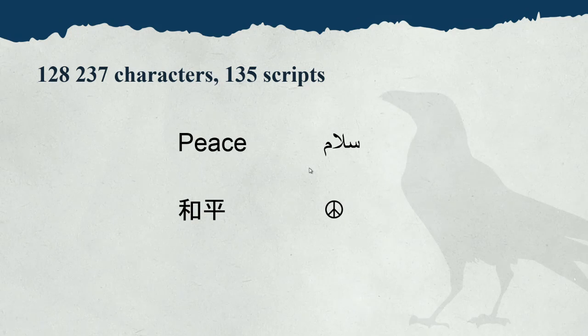We have 135 scripts, so actual writing systems. One is Greek, one is Latin, one is Cyrillic, and so on. As you can see, there are not 5 languages on Earth, there are a lot. And this is the way we can represent the word peace using several scripts. So peace in English, of course, peace in Arabic, peace in Japanese, and the peace symbol. There is a peace symbol, you know. These are encoded and represented by, in this case, PowerPoint, to just represent this kind of characters.